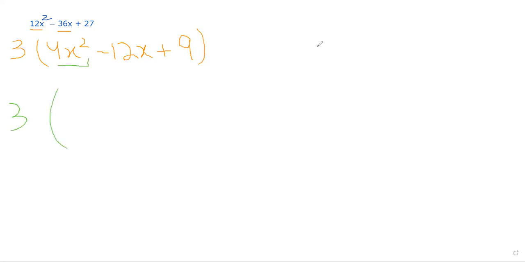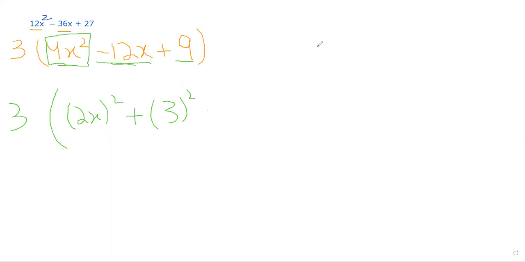Now, is 4 the square of any number? Yes, which one? 2. So 2x whole square. Okay. Now, is 12 the square of any number? No. 12 is not the square of any number. Okay. Now, is 9 the square of any number? Yes, 3. So plus 3 square.